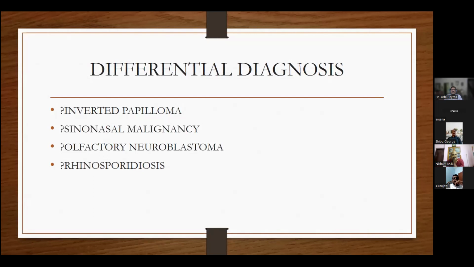What are the advantages of taking an MRI here? Would it fit the diagnosis? Yes, sir. How? Among the differential diagnosis, inverted papilloma has got a typical appearance in MRI with a convoluted cerebriform pattern. What is it? I don't know. What is a convoluted cerebriform pattern?